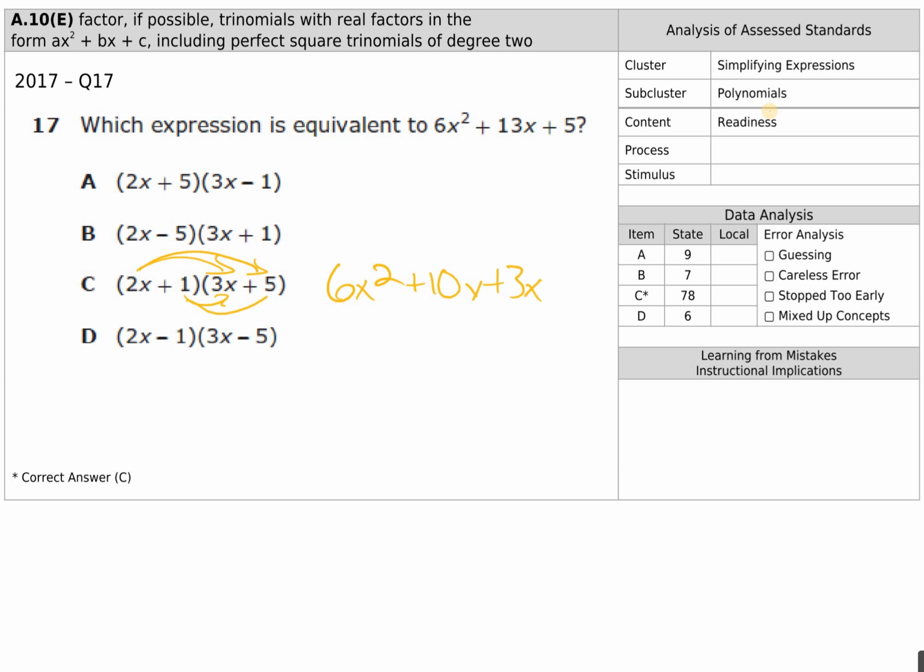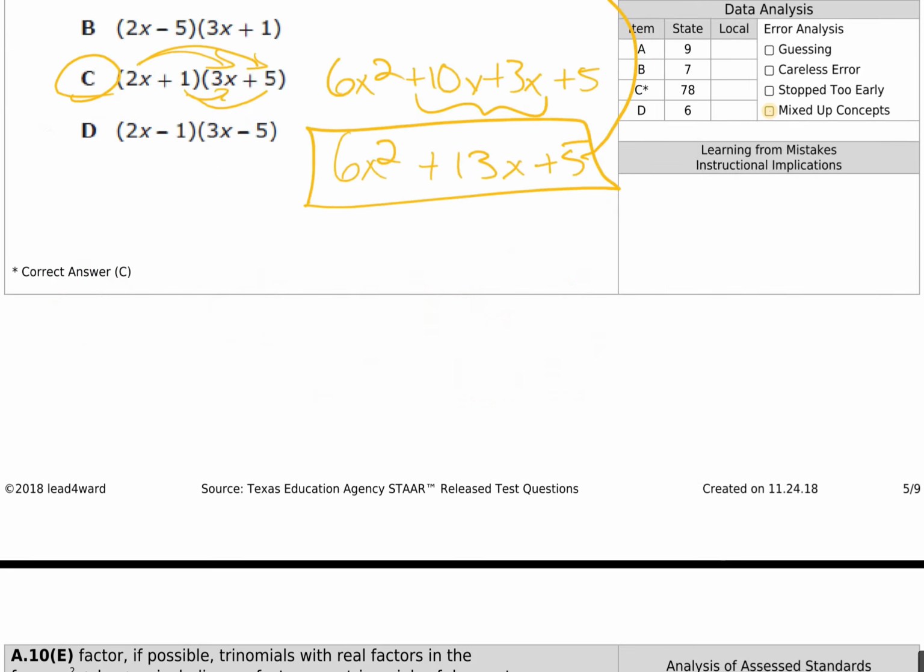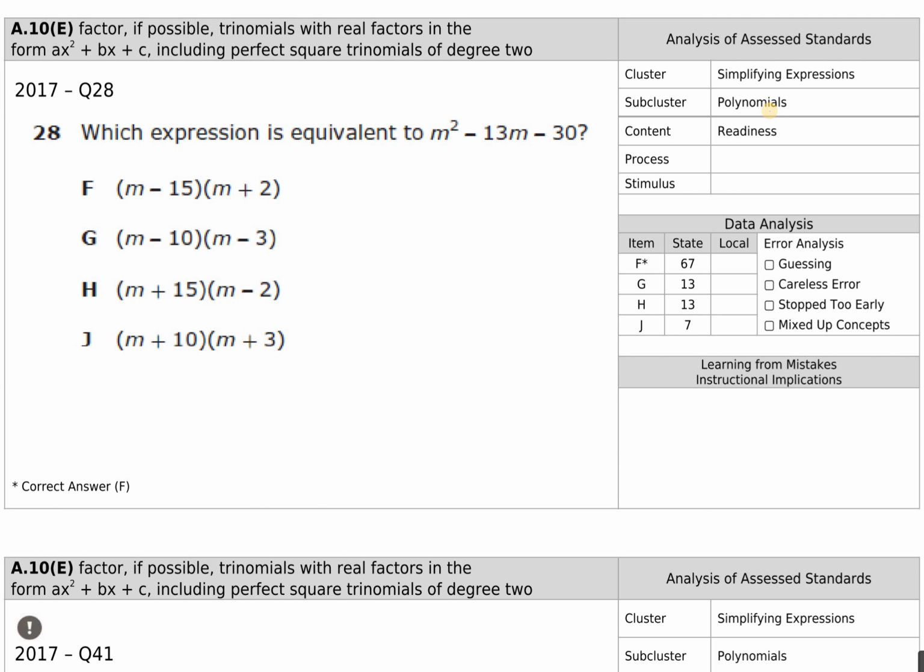We have common terms. 6x squared stays like it is, plus 13x plus 5. That is indeed what the question gave us. The answer is C. Next question is another one where we can distribute to move forward, or we can x factor it. On this one, if we distribute, 1 times negative 30 is negative 30.